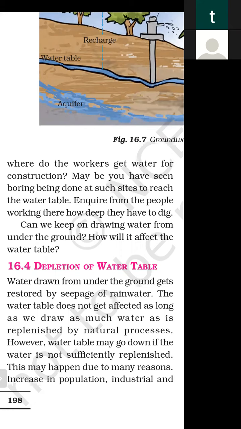Inquire from the people working there how deep they have to dig. So can we keep on drawing water from under the ground? How will it affect the water table? Yes, if we keep on drawing water, the level of the water table goes on decreasing.